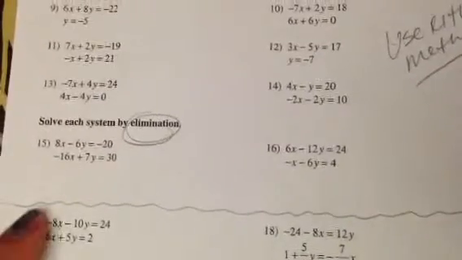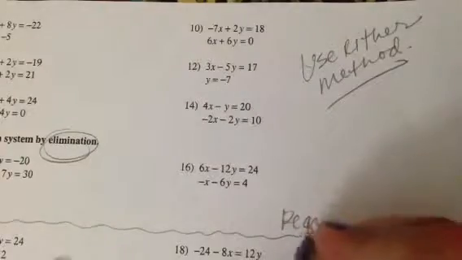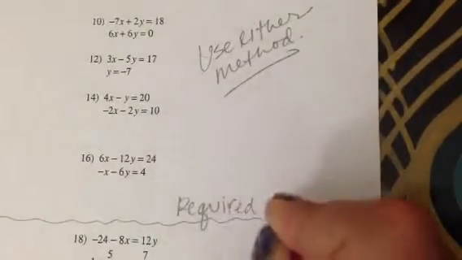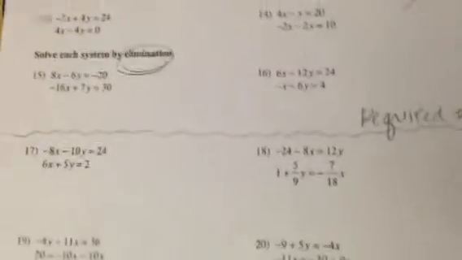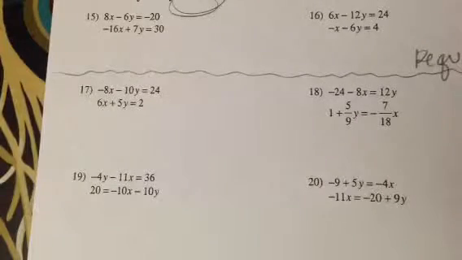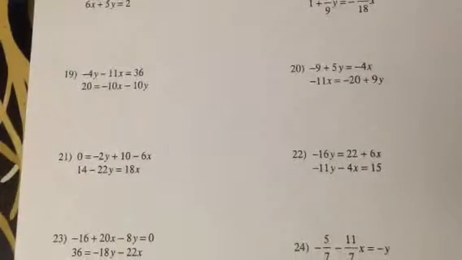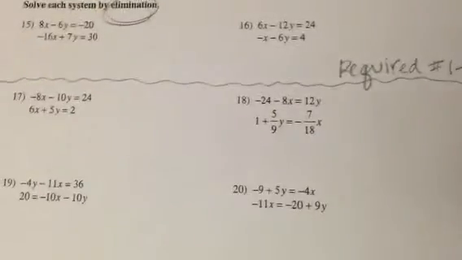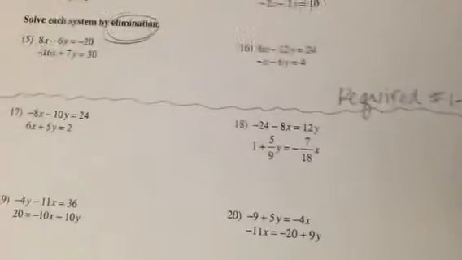So you are required to do 1 through 16. Write that down too. Required to complete 1 through 16. And if you have time in class, it's expected that you put some time in on some of the challenging problems on the bottom. Now, let me tell you some of the challenges that I see in problems 17 through 24. A couple tips.